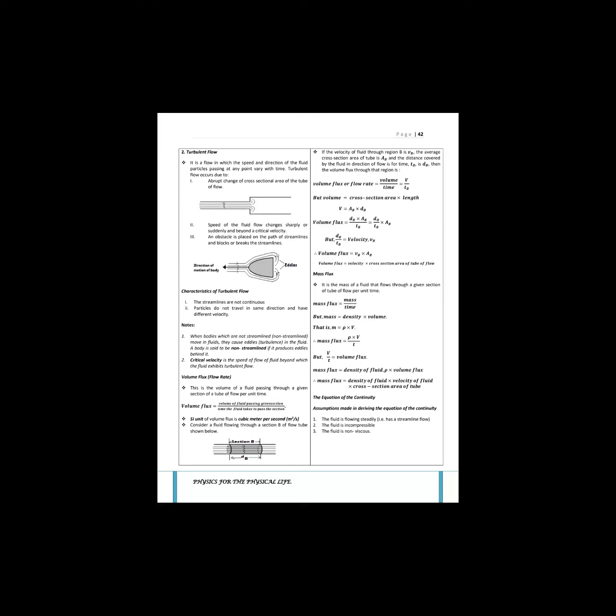Na tukiongeza sasa volume flux, this is where per unit time inatokea sasa. So we already have the volume to be cross-section area A multiplied by the length, which is D. And when we say the volume flux, it will now be the volume over time. Volume flux is volume over time.